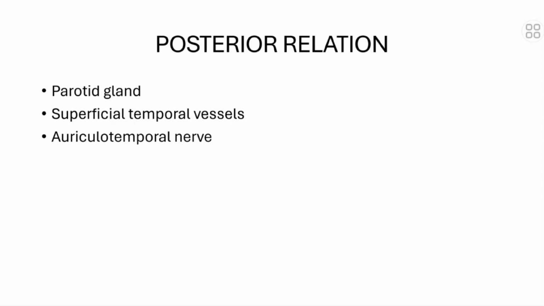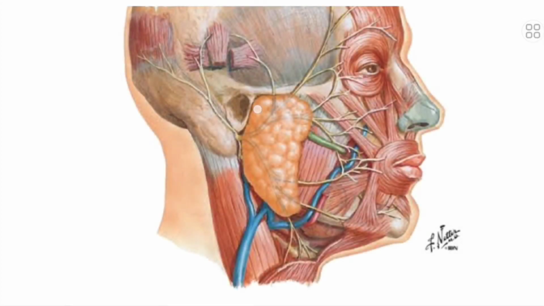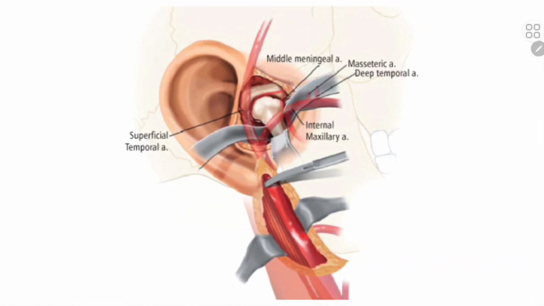The posterior relation is formed by the parotid gland, superficial temporal vessels, and auriculotemporal nerve. So the parotid gland also forms the lateral boundary, and the auriculotemporal nerve also forms the medial relation. So this is the parotid gland, which also forms the lateral and the posterior relation. And this is the superficial temporal artery, which is a continuation of the external carotid artery, which runs posterior to the temporomandibular joint.